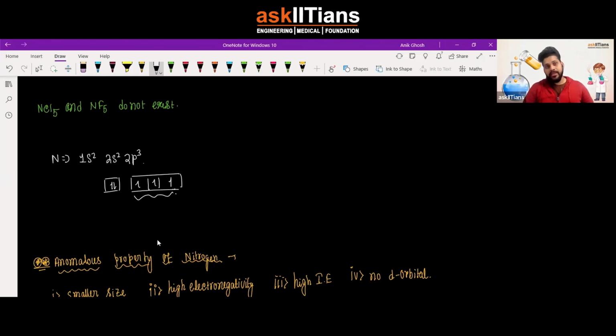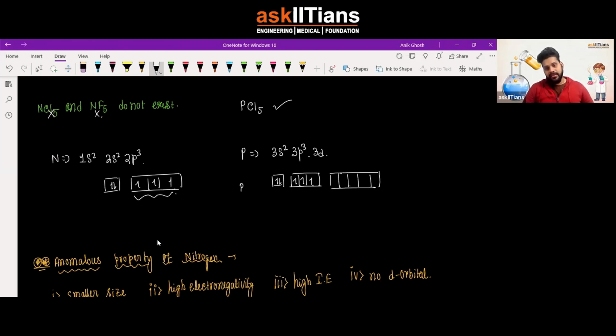So NCl5 is not possible, because here the valencies are going all the way to +5. But what about phosphorus? Can phosphorus make PCl5? The answer is yes. How? Because for phosphorus, the electronic configuration is argon 3s2, 3p3. Now, in the third shell, there is a 3d as well. In the second shell, there is no such 2d, but in the third, there is a 3d. Let's say this is phosphorus's electronic configuration. Right now, it has 3 unpaired electrons, so it can make PCl3 as well.